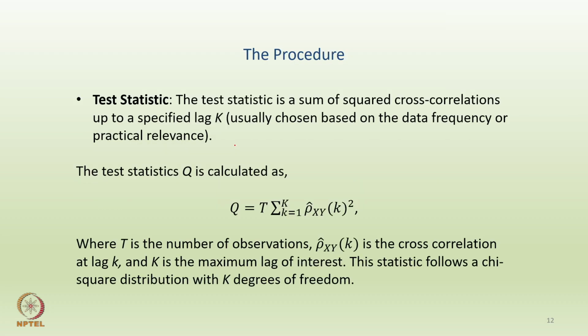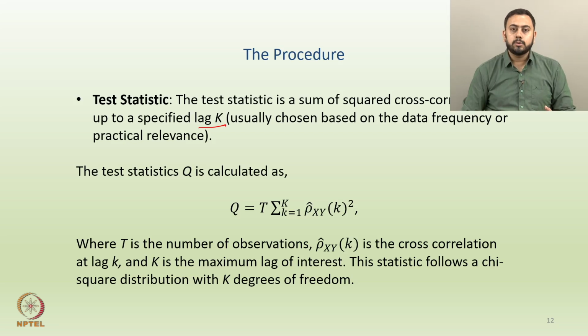Okay, and now the actual procedure. Once you frame both the hypotheses, the next thing is to formulate the appropriate test statistic. In this case the test statistic is nothing but a sum of squared cross correlations up to a specified lag, let us say k. And how do you choose k? k is usually chosen based on the data frequency or practical relevance. So, through some data frequency approach or checking the practicality of the actual underlying data, one can fix the lag k.